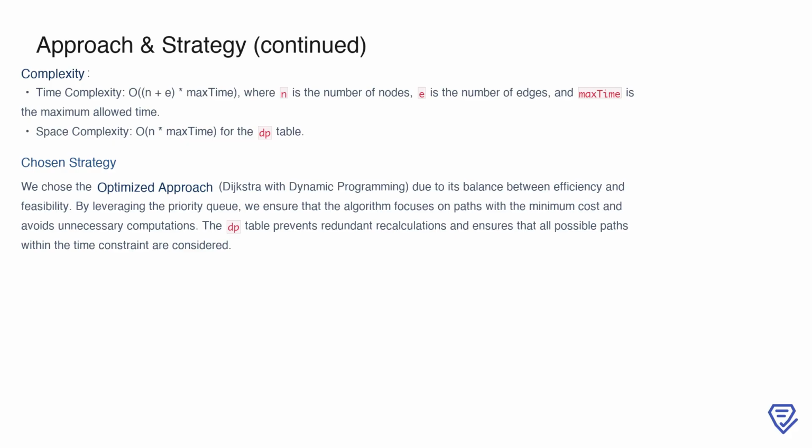We selected this strategy due to its balanced trade-off between efficiency and feasibility. By leveraging a priority queue, the algorithm prioritizes paths with the lowest cost, ensuring it doesn't waste time on suboptimal routes. The dynamic programming table further enhances efficiency by preventing redundant calculations and ensuring that all paths within the time constraint are considered. This makes the approach highly practical for solving the problem within competitive programming constraints.